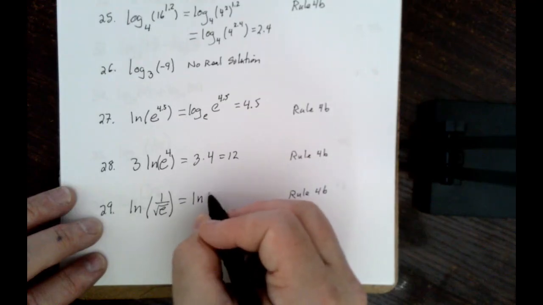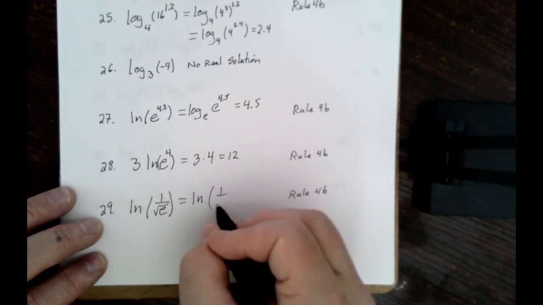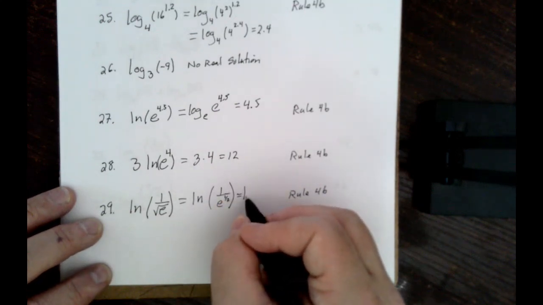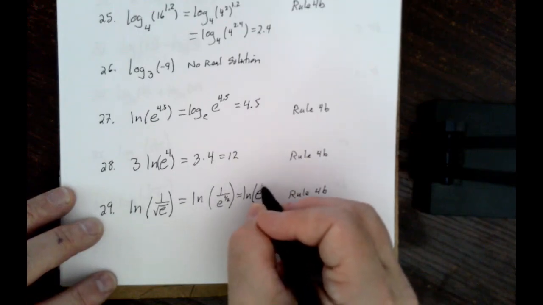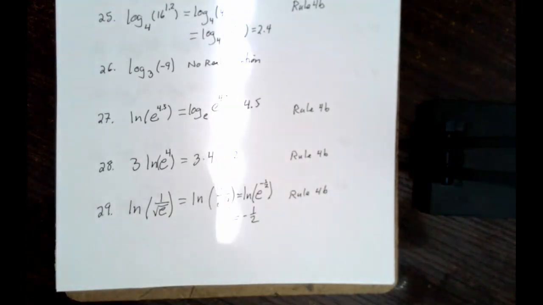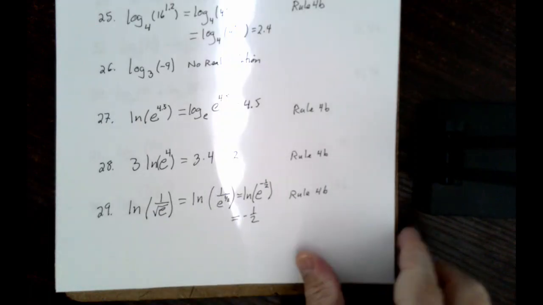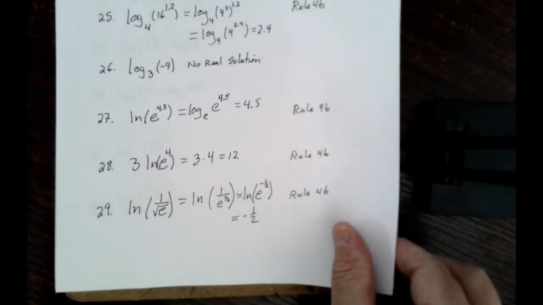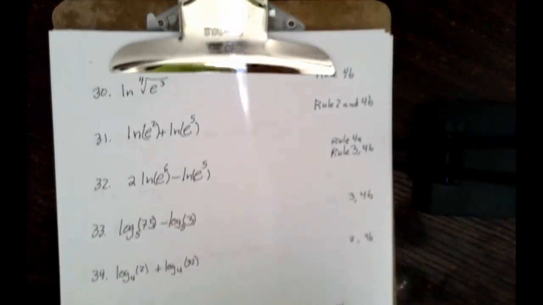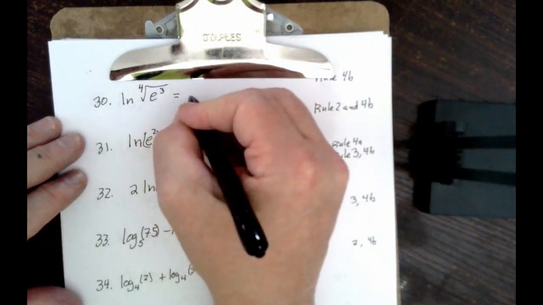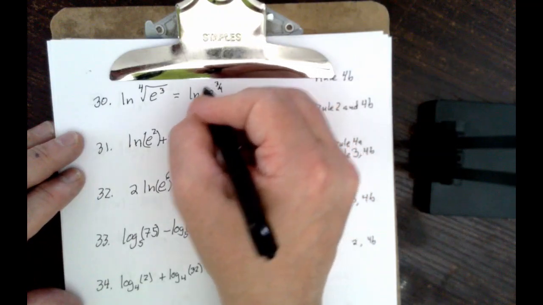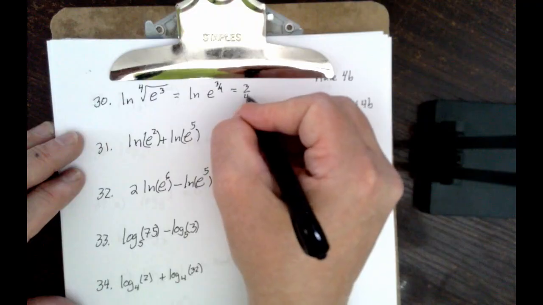And this one, you can change that to 1/2 power. That's what square root is. And you can bring it across the fraction bar, and it changes the sign of the exponent. And so now your answer is just -1/2. Okay, number 30. You write that as a fractional exponent of 3/4, 4th root 3rd power. And so your answer is just 3/4.